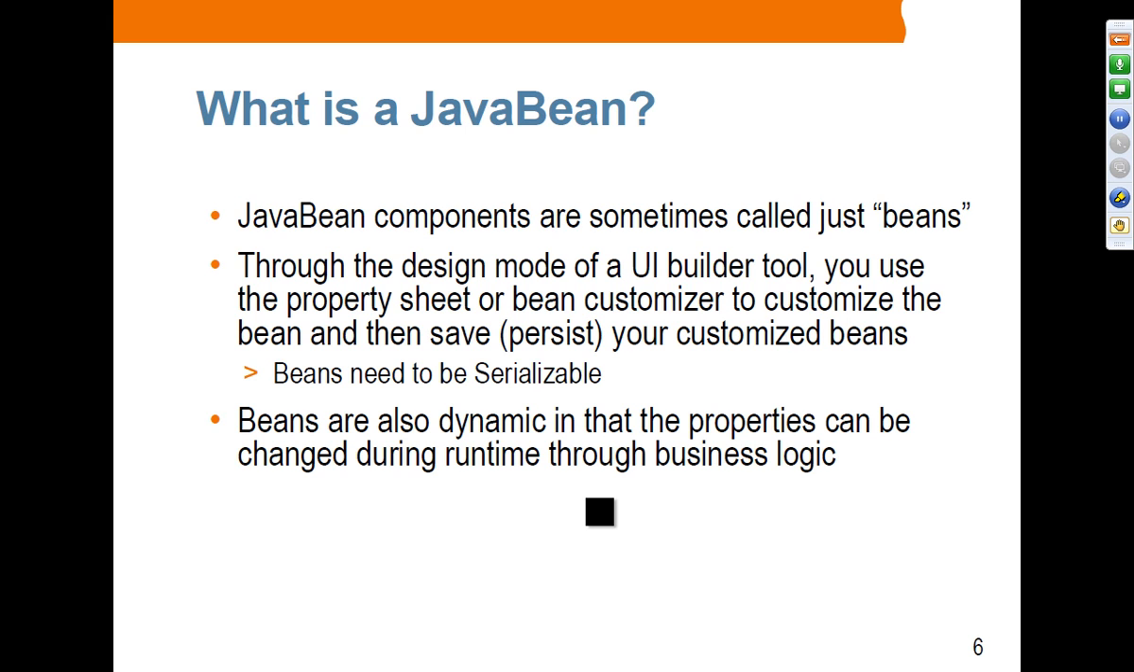Later on we are going to learn serialization. An object can be serialized, meaning an object can be created in the form of a file, and that file could be read later on, and then you can actually recreate an object, in this case a JavaBean. Beans are also dynamic in the sense that properties can be changed during runtime through business logic.